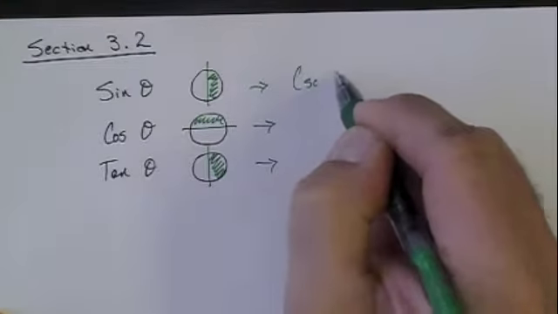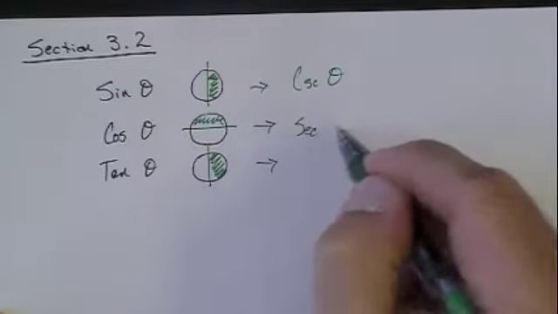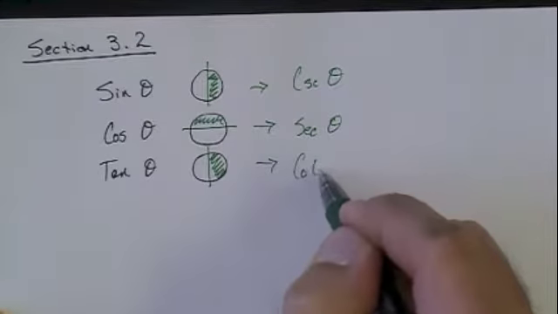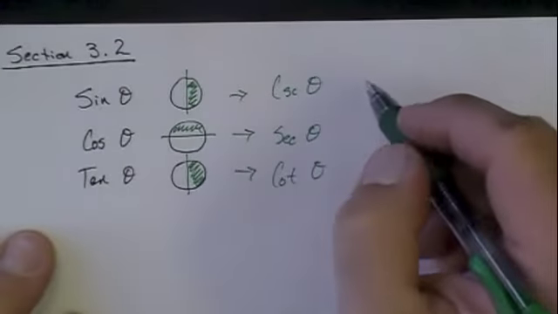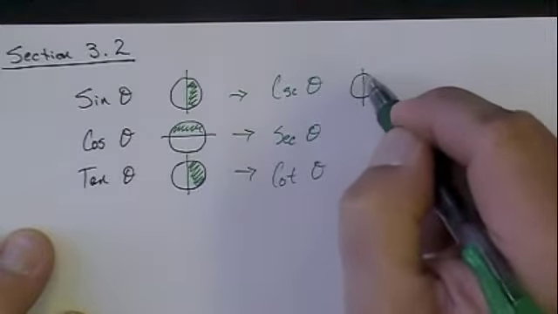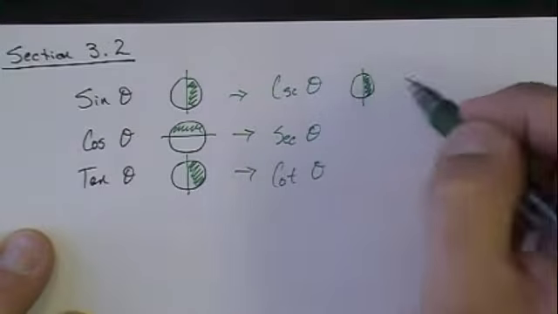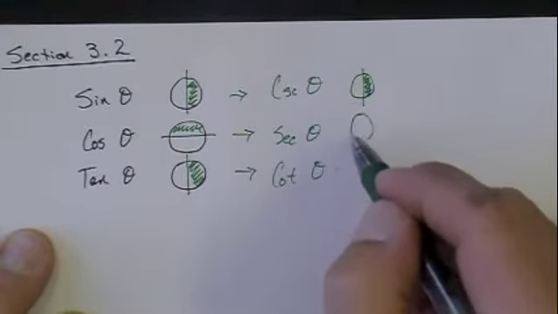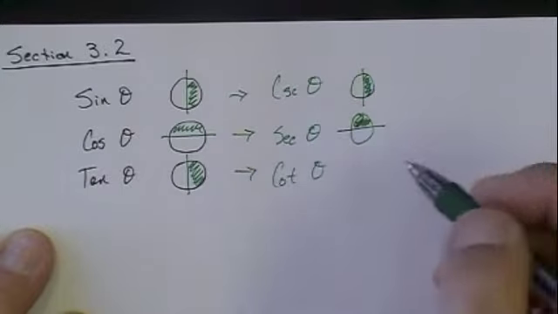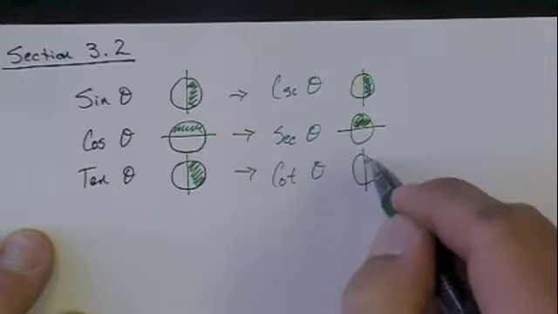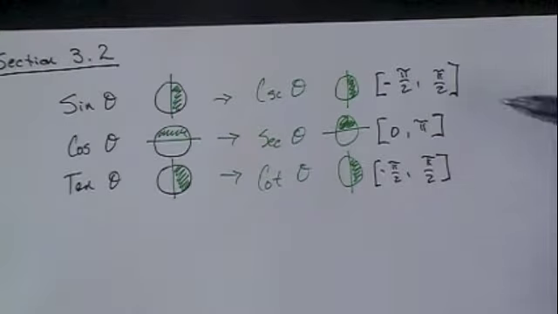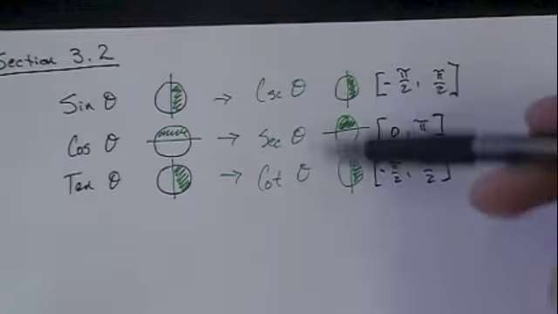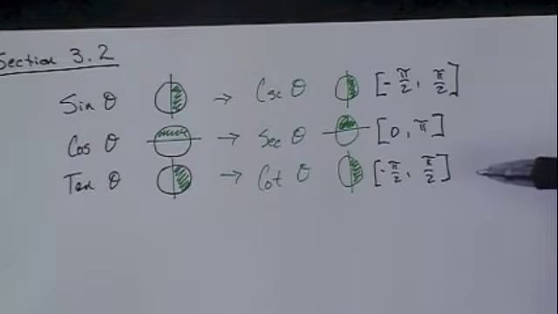So when we start talking about cosecant of theta and the secant of theta and the cotangent of theta and their inverses, we're again going to restrict the domain. And it's going to be the exact same as what we've already done. We're talking about from negative pi over 2 to pi over 2 for cosecant, from 0 to pi for secant, and from negative pi over 2 to pi over 2 for cotangent. So here we're showing the domain that we're going to limit the functions to so that our inverses will also be functions.